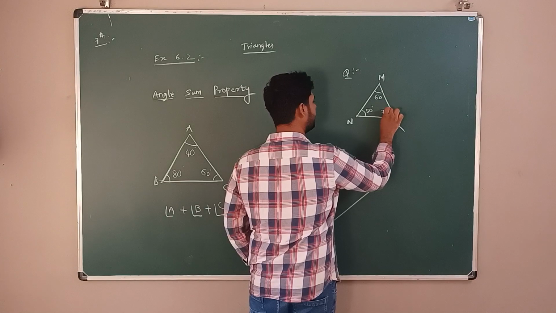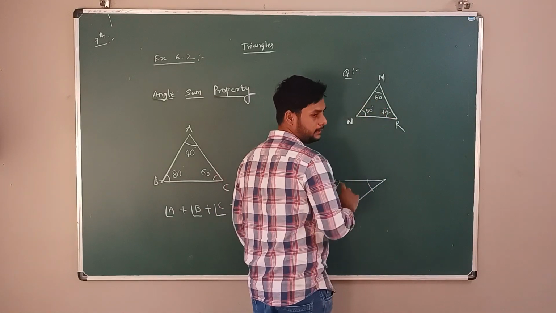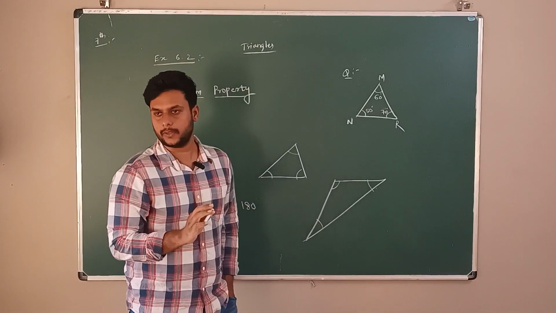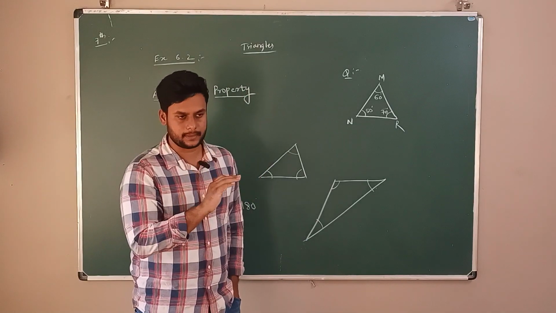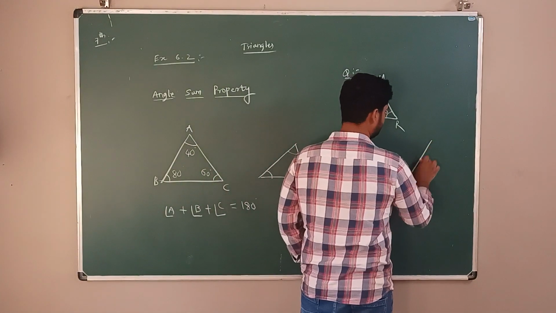If I give 70 degrees, 70 plus 50 is 120, 120 plus 60 is 180. Understood or no? Yes, sir. If you add all three angles, it should be equal to 180 degrees. One more example we will take.